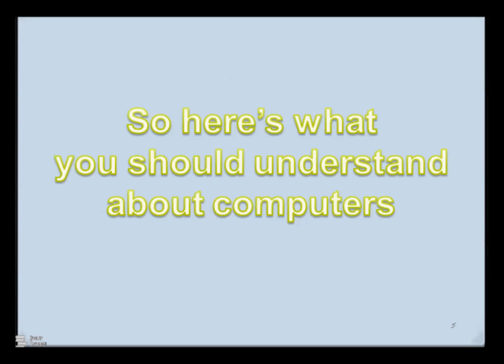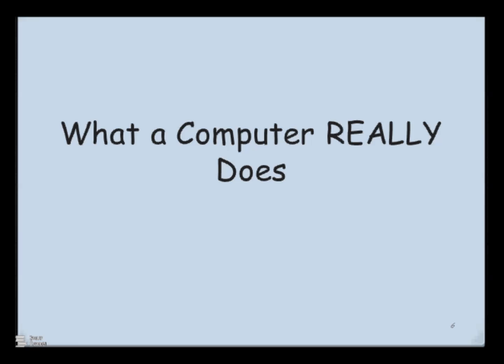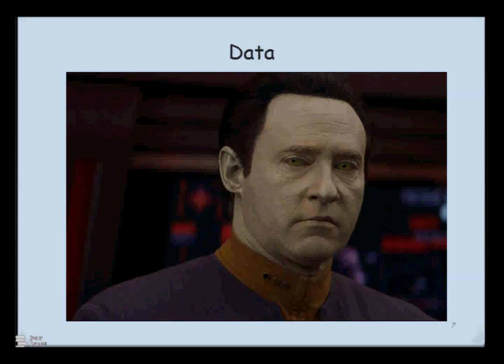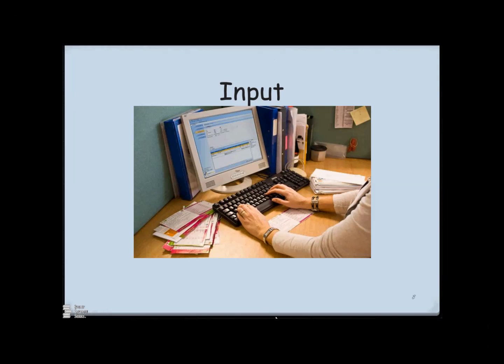So, now that you know what a computer is, or what it is not, here's what you should understand about computers. What a computer really does is it takes data. That data is then input into a system. And the way that data is input, typically we think of keyboards and entering keyboards, but they also have hardware or peripherals that are called scanners, which will scan documents in, and then read the characters on that paper and put it into the system.